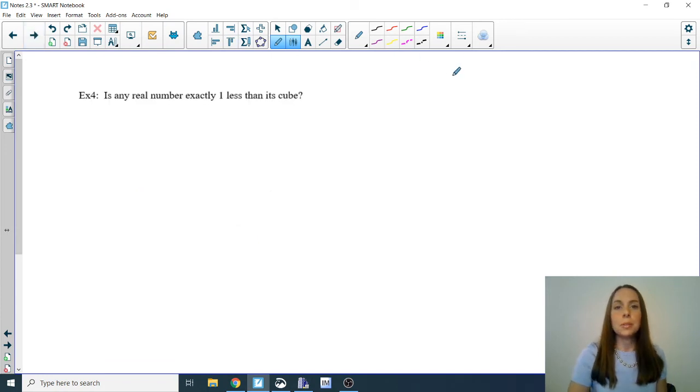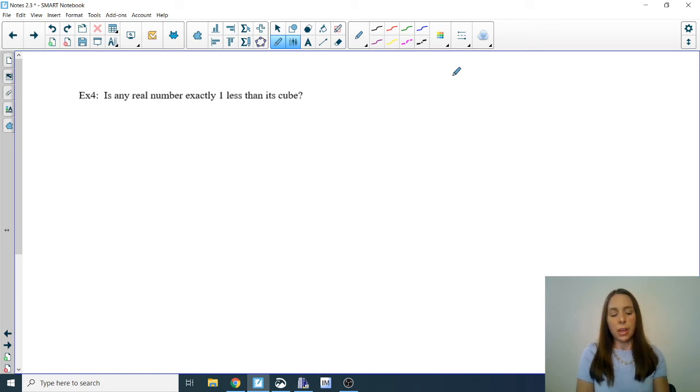All right, now let's do a little bit of a more fun example here. Example 4. Is any real number exactly 1 less than its cube? Okay, so nowhere in this question does it ask you to use the intermediate value theorem, but this is a good type of question where you can invoke the intermediate value theorem. And here's how. The question is, is any real number exactly 1 less than its cube?